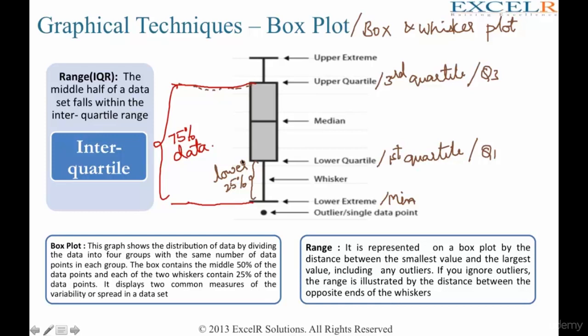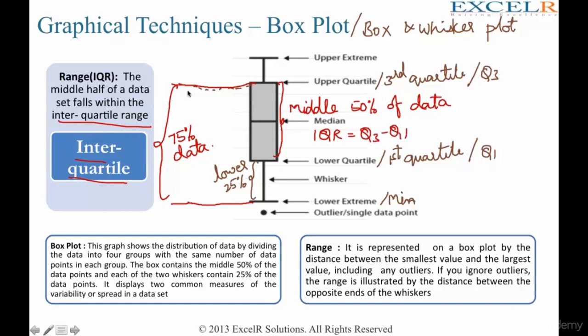What does that mean? That means that this box here would contain the middle 50% of data. And this box is called the interquartile range, or IQR, which is given by Q3 minus Q1. If you have 75% of data until Q3, it would be 75% minus Q1, which has 25%. So 75 minus 25% would be 50%.